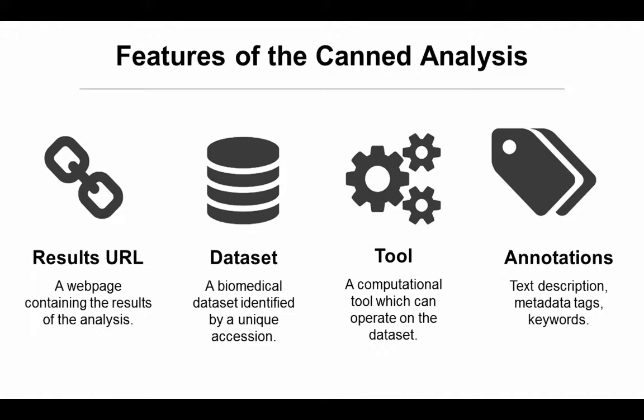A canned analysis is defined by 4 key features. The first of which is a hard-coded link to a web page, which contains the results of the analysis run by the tool on the dataset and can be accessed and browsed by users who navigate to the link. We then have one or more datasets, which are referenced by means of a unique accession. We then have one or more computational tools which have been used to generate the analysis, whose results are available in this web page and are also referenced either by a name or the tool homepage URL. And then we have one or more types of annotations, such as a title, a text description, keywords, and metadata tags, which allow users to better understand the aim of the analysis and also better index the object so that it can be more easily found.